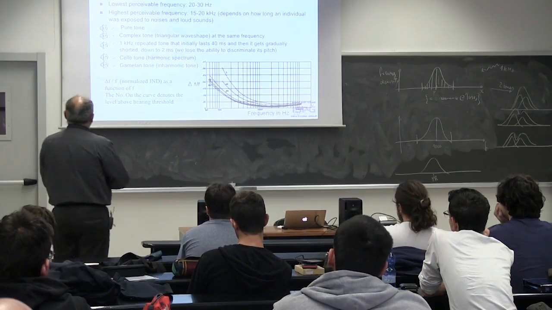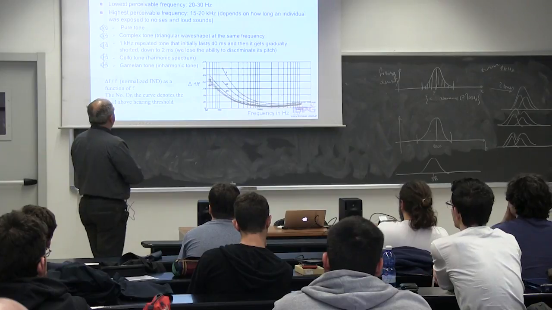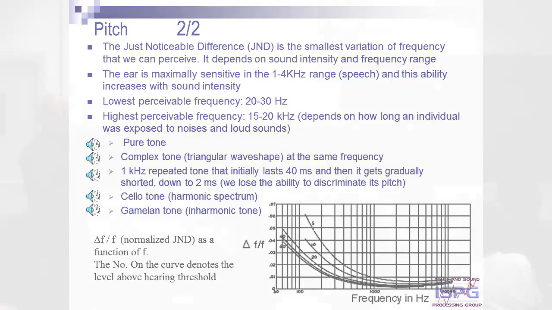So at the end, you will discover some very obvious things, that the lowest perceivable frequency is actually quite low. It's 20 to 30 hertz. The highest perceivable frequency is obviously between 15 and 20 kilohertz. We all know that. We also know that the ear is maximally sensitive to the frequency, to the pitch, in a very specific range, which is 1 to 5 kilohertz.